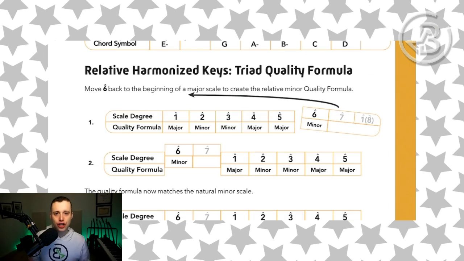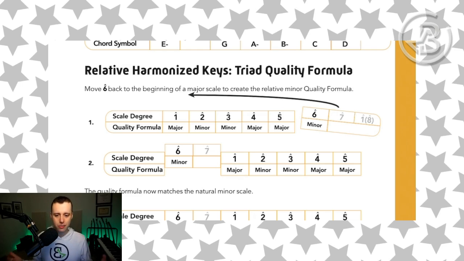In this lesson, you are going to understand the connection between the major triad quality formula and the natural minor scale triad quality formula, and why the relative keys are connected in the same way that they're connected with the same chords when we harmonize them to the fifth. The scales have the same notes and the keys have the same key signature. So let's take a look at this.